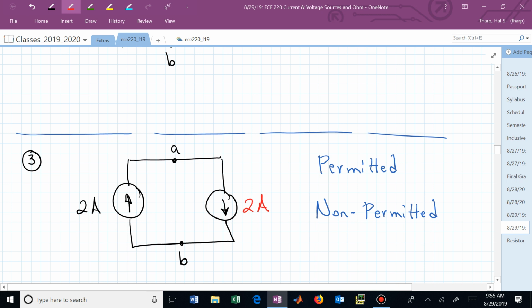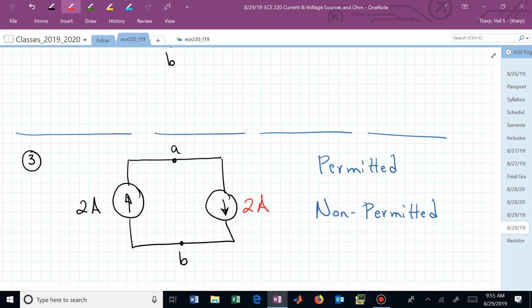Now I'm dealing with current sources. Permitted or not permitted? Permitted or not permitted? That was across variables, walking upstairs. Now he's doing through variables.